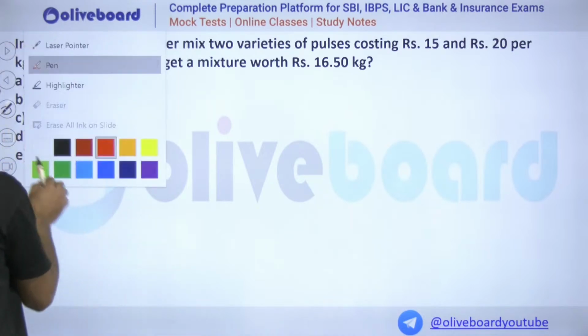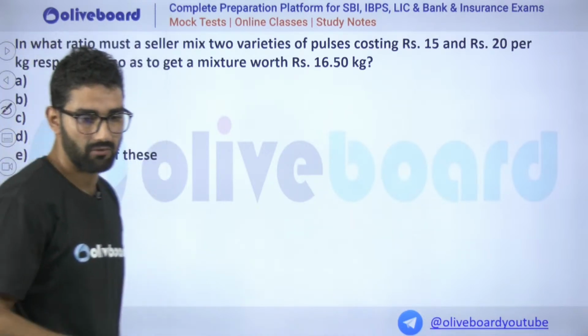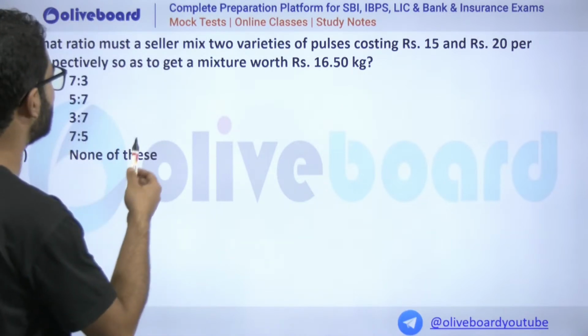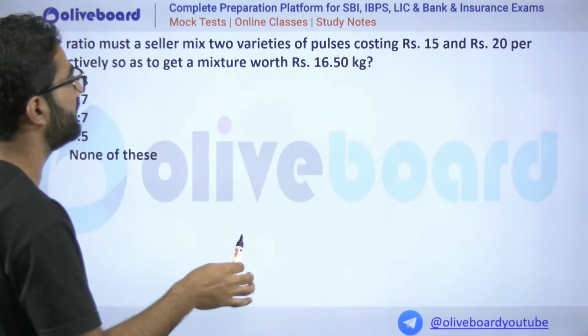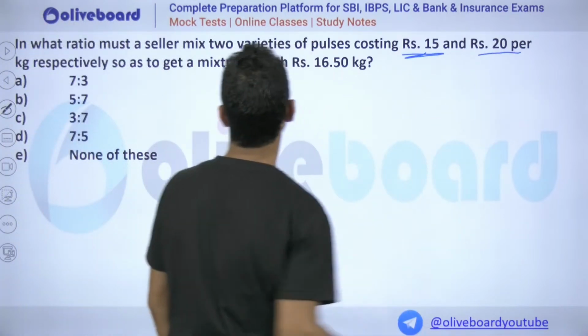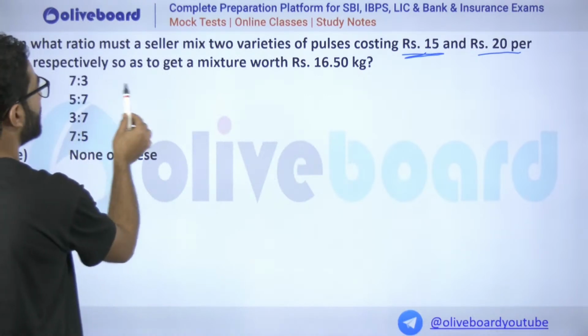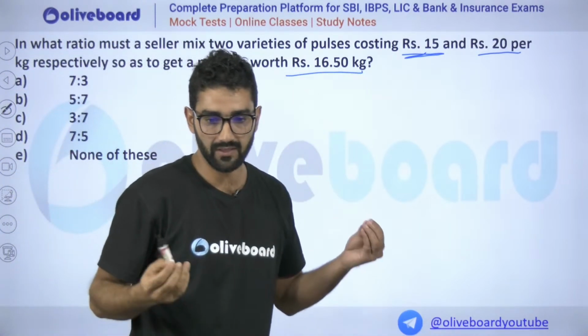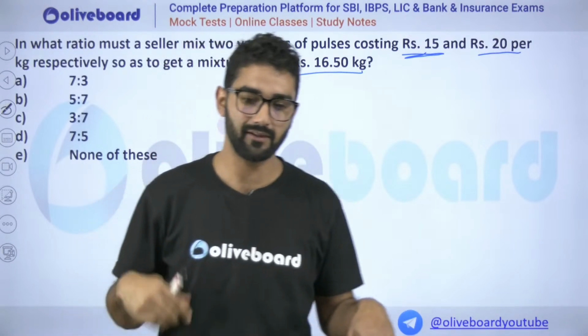Okay, my dear. Going to tackle this question. Whenever these types of questions are asked, what the question is: in what ratio must a seller mix two varieties of pulses costing 15 rupees and 20 rupees per kg respectively, so that he gets a mixture of this much. Okay, there is a seller. I will tell you only for this question.